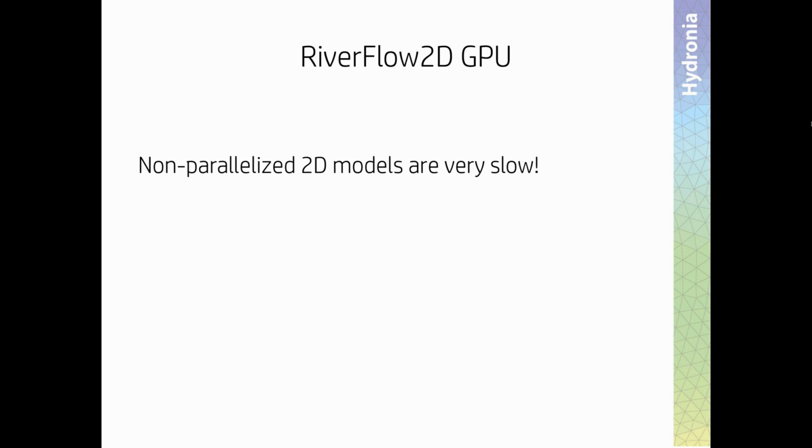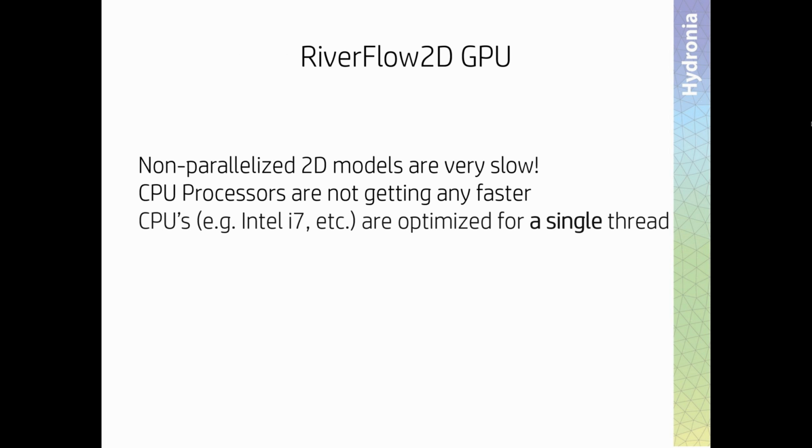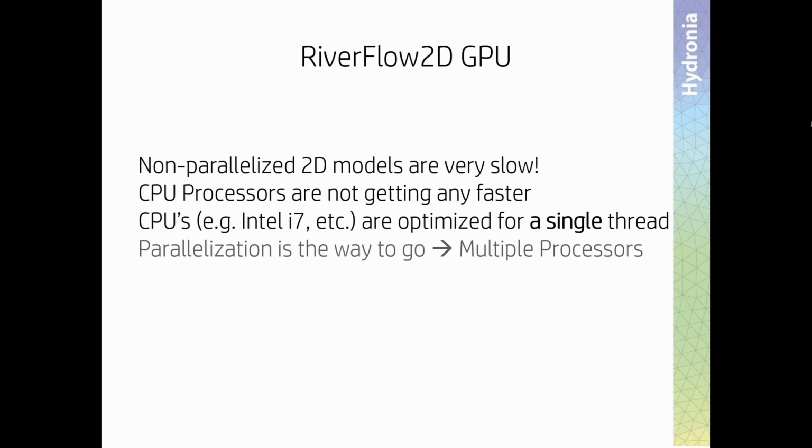Now, about the RiverFlow2D GPU. One of the issues that we had many years ago is that non-parallelized models that run sequentially in the code tend to be very slow, or also poorly parallelized models. And the reason is that CPU processors are not getting any faster, and they are normally optimized for single threads, so one operation at a time. So the only way you have to accelerate the models is to parallelize them, and you need to go to multiple processors. And many years ago when I started in the development area, we only had the option of using supercomputers. So if you wanted to run a model with 200 processors, you needed to get some computer time out of these big supercomputer centers.